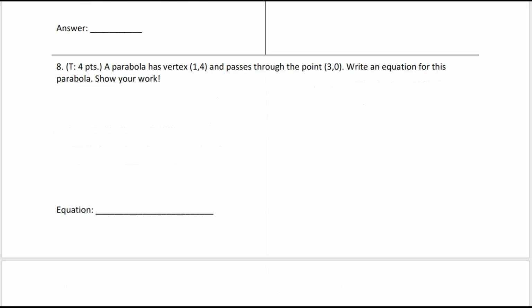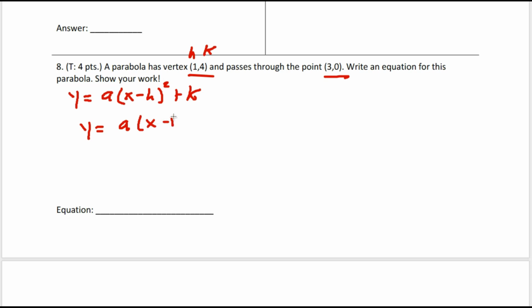Okay, in problem 8, we're shifting to writing equations for parabolas. It says a parabola has vertex 1, 4, and goes through the point 3, 0. Write an equation. All right, so we're going to use vertex form here. A times (x minus h) squared plus k. Okay, so I'm going to put in the vertex here. H is 1, k is 4. And so we get y equals a, we don't know that yet, times (x minus 1) squared plus 4.